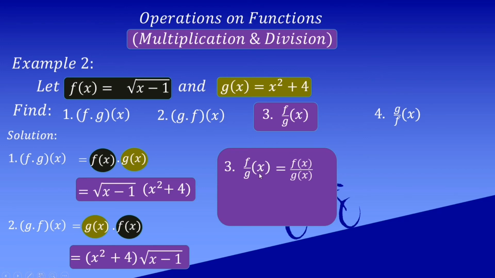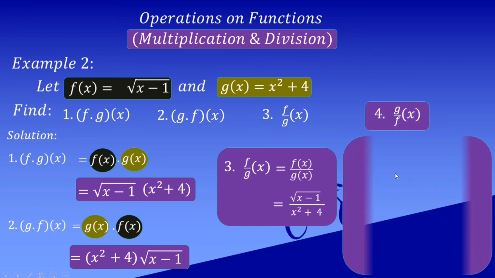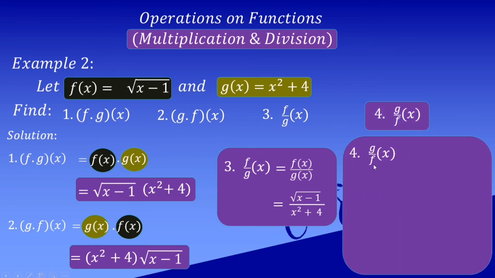For the division, let us divide the two functions. f over g is equal to f of x over g of x. Our f of x is the square root of x minus 1, and our g of x is x squared plus 4. So we have the square root of x minus 1 over x squared plus 4. For number 4, g over f is equal to g of x over f of x. Our g of x is x squared plus 4 over f of x, which is the square root of x minus 1.